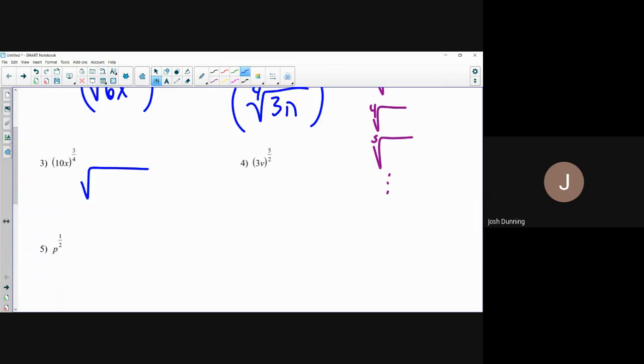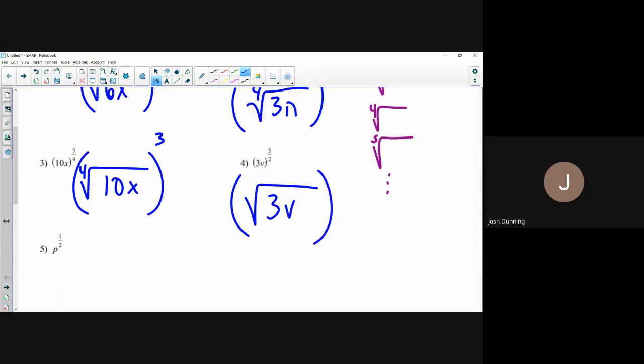So 3, raise over root, it's raised to the 3rd power, it's the 4th root. Number 4, raise over root, so it's raised to the 5th. Now, it is the square root. Like I said, you can write the 2 there. You don't really want it, though. So that right there is the better answer without the 2. If you wrote the 2, though, it's okay.